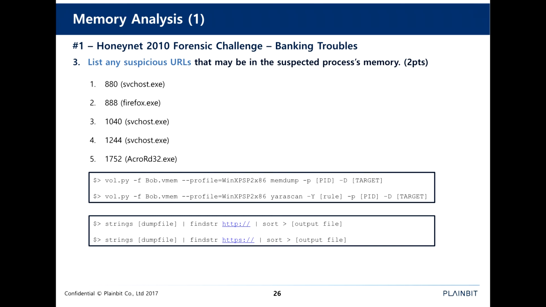When the process memory area is extracted to a file, look for the URL through a string search. In the lecture, we used a mixture of strings and findstr as a string search. The keyword used was HTTP, which is common to the beginning of a URL. The sort command shown in the lecture is a command that sorts strings. It is not an essential command.